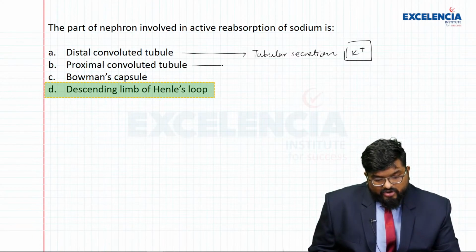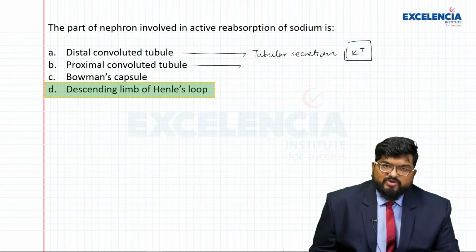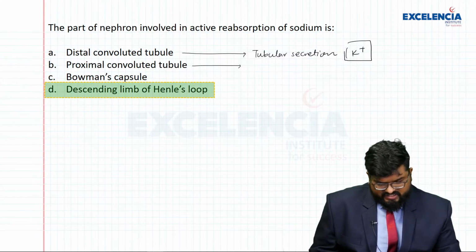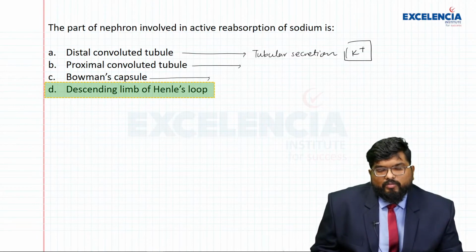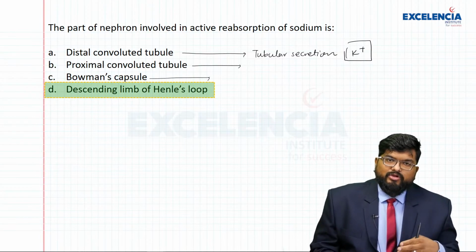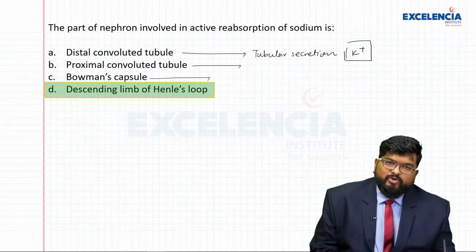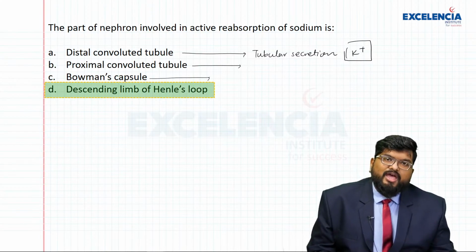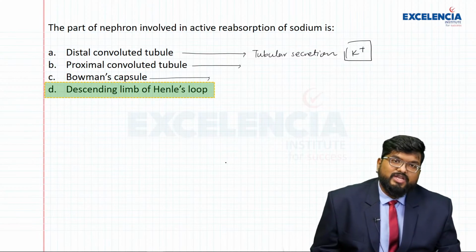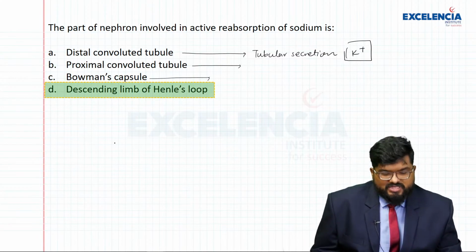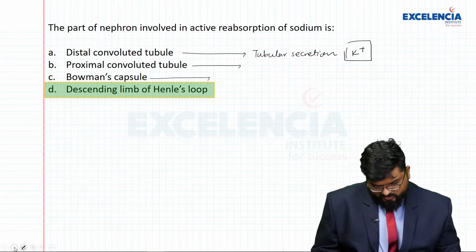The proximal convoluted tubule is majorly responsible for absorption of a lot of things: glucose, amino acids, water, etc. Bowman's capsule is only the part where the glomerulus is present, and through the glomerulus the filtrate moves to Bowman's capsule, podocytes, etc., causing ultrafiltration. So the part of nephron involved in active reabsorption of sodium is the descending limb of Henle's loop.